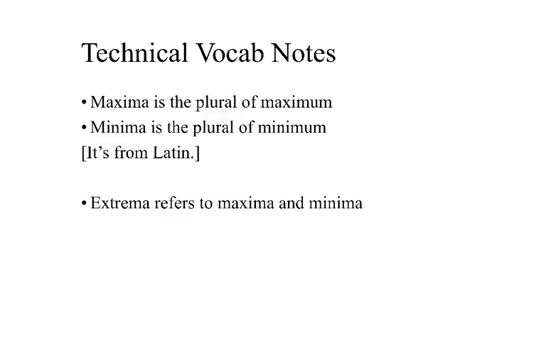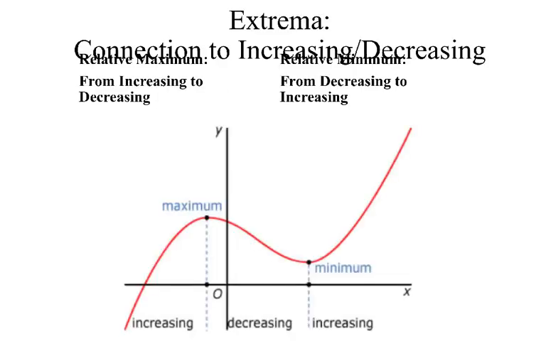A little more on the vocab as well. Maxima is the plural of maximum. Minima is the plural of minimum. Sometimes you will hear me say maxima and minima. Other times you might hear me say maximums and minimums. That's a Latin thing. And the extrema are extremums, okay? The maximums and minimums. So that's just a little Latin thing with the A ending. Ooh, this graph didn't quite work out so well.